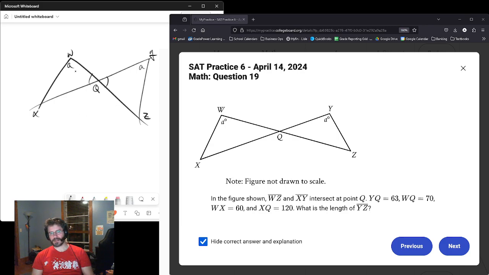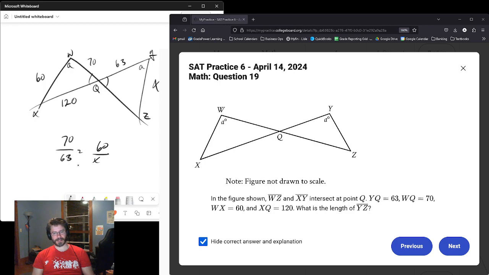Okay, so WQ is 70. If I had labeled this, I would have noticed it. So that just goes to show that you got to label stuff. So as soon as you label that, you see they're not the same size, but they do correspond. So that should tell us right away that we're going to use proportionality. 120 there, 60 there. This is the term we're solving for. Let's call it x. So we can say 70 over 63 is equal to 60 over x.